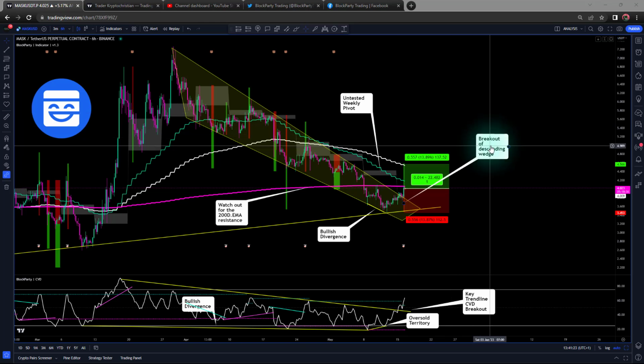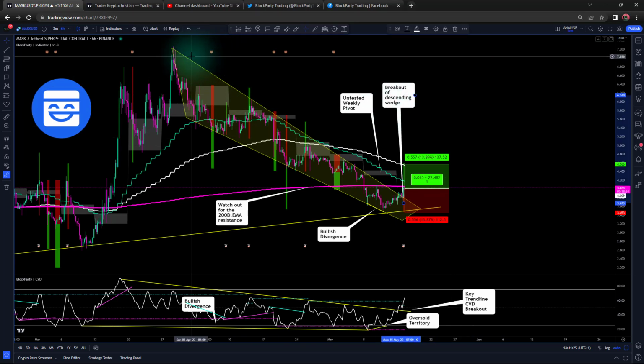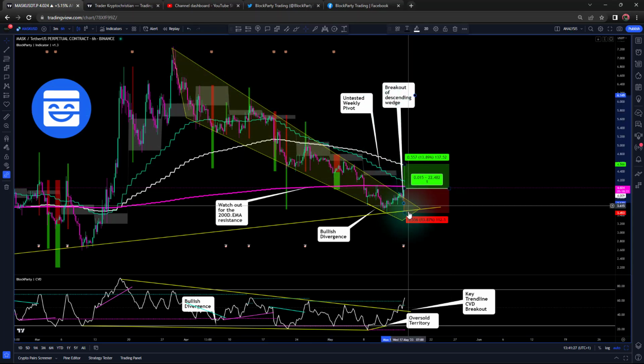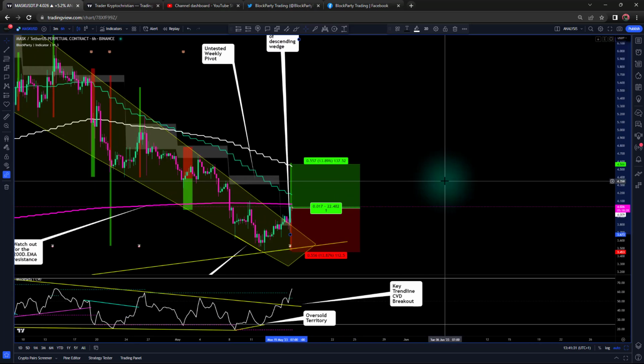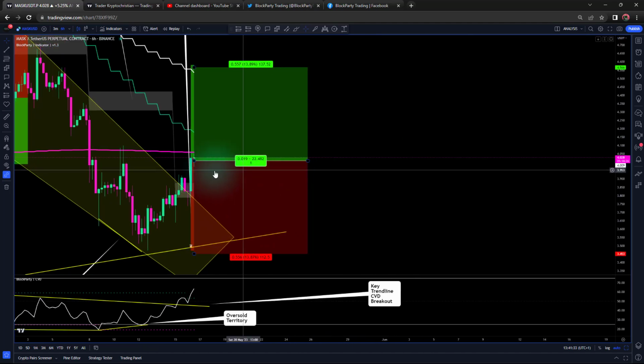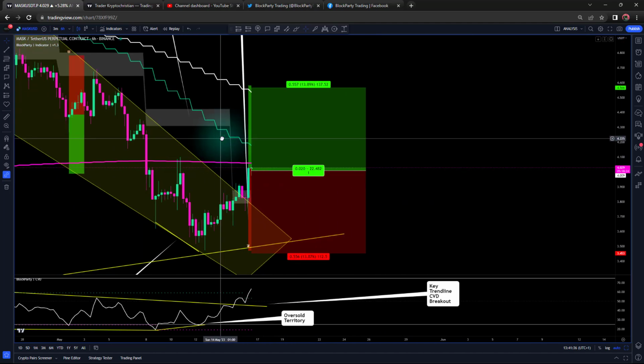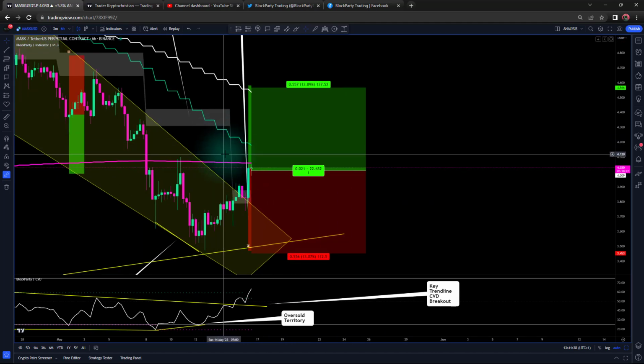Now, the other big one that we have on here, as you have probably seen, which is being signified by this descending wedge pattern, we have just broken out. And if we zoom right in, we can see this really confirmed breakout of this big green candle just here.